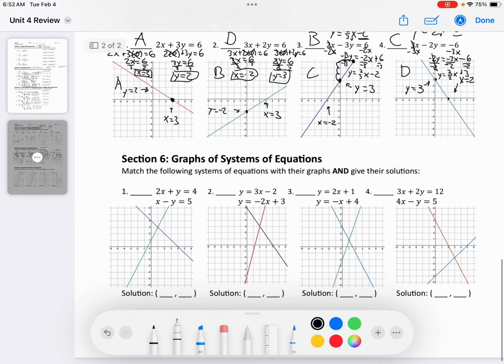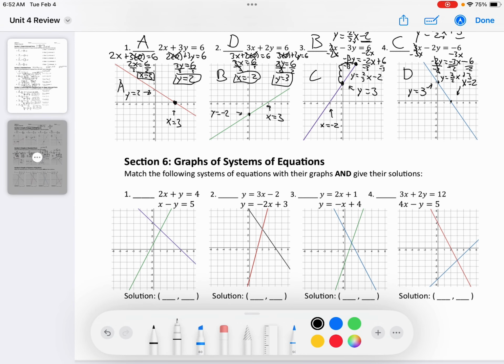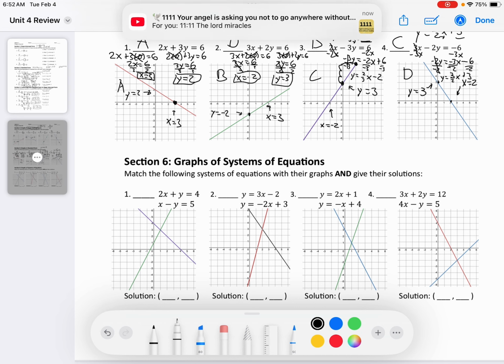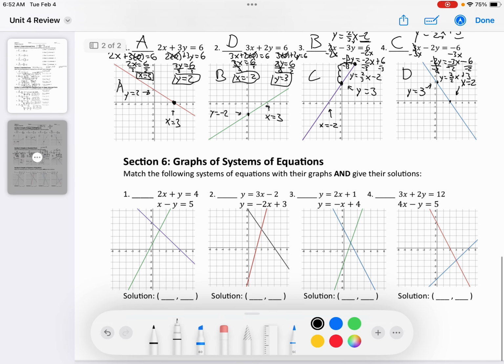Okay, for section 6, we have systems of equations, which basically just means that we have more than one equation that we're going to be solving at once. I'm not going to do all 4 of these for you because I want you to have some that you have to do on your own. But I'll do the first 2.